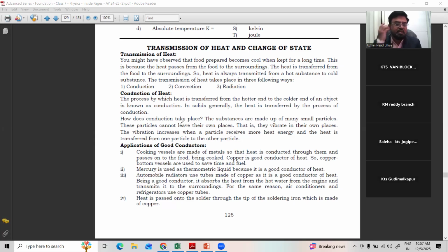So in this way, conduction can be observed in our day-to-day life, either in the copper bottom vessel, the mercury in the thermometer, automobiles, refrigerators, air conditioners, or even the soldering rod. This is a very good and important way of transmission of heat.